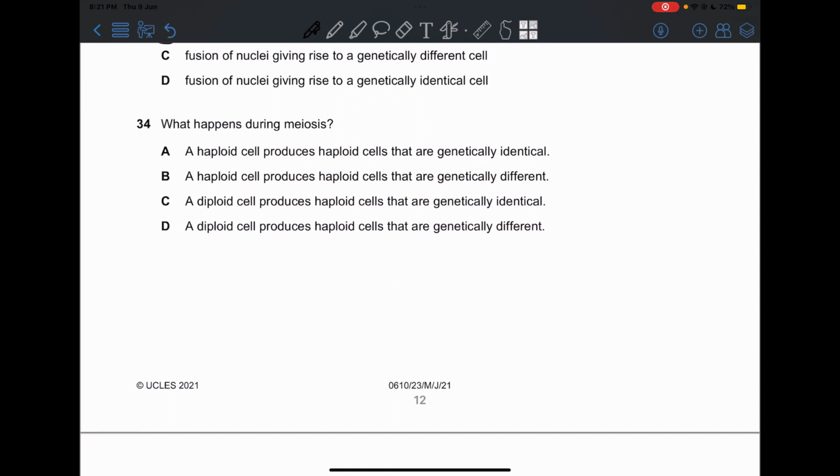34. What happens during meiosis? A diploid cell actually is going to become a haploid cell. So we're going to be choosing between C and D. Now, C says a diploid cell produces haploid cells that are genetically identical. Now, this is incorrect because this is not mitosis. This is actually meiosis, which produces genetic variation. So our answer will be D because it says they are genetically different. So it's D.